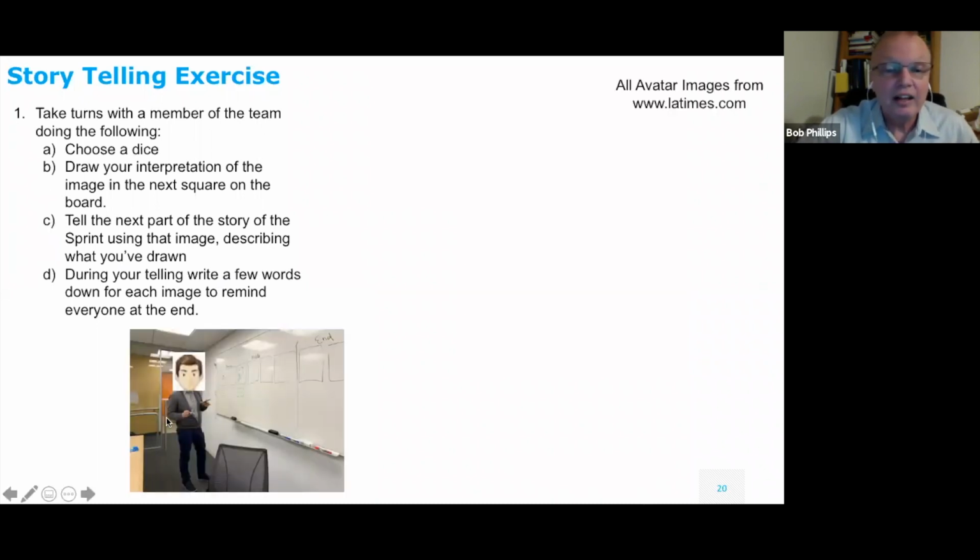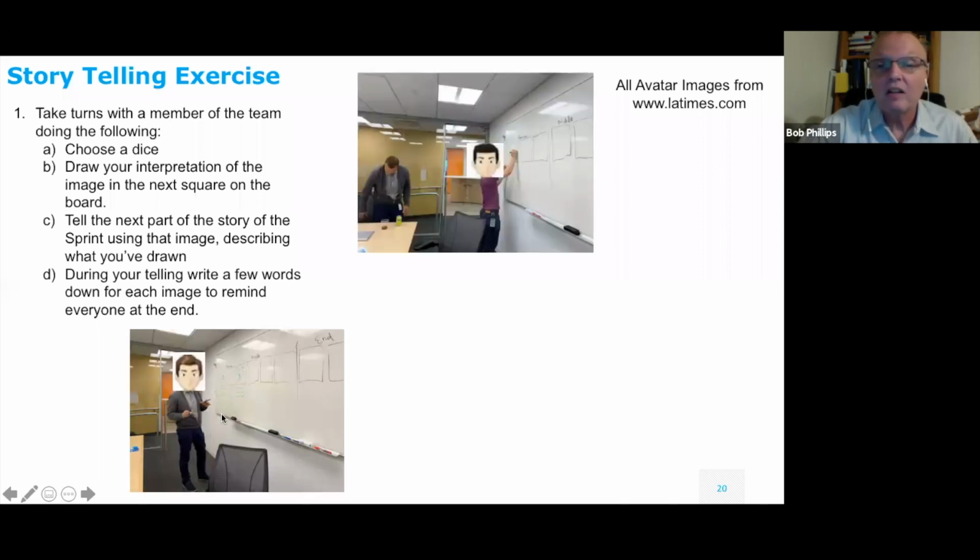So the person gets up and draws a picture and puts the bullet points down. And this progresses where each person takes turns. They pick up a cube. They can choose from any of the ones that are left, and then draw a picture.